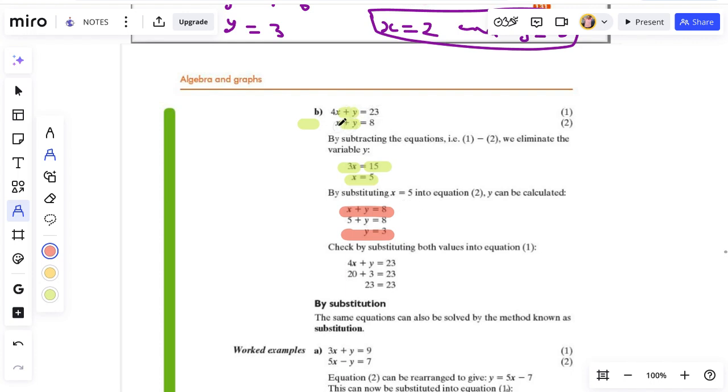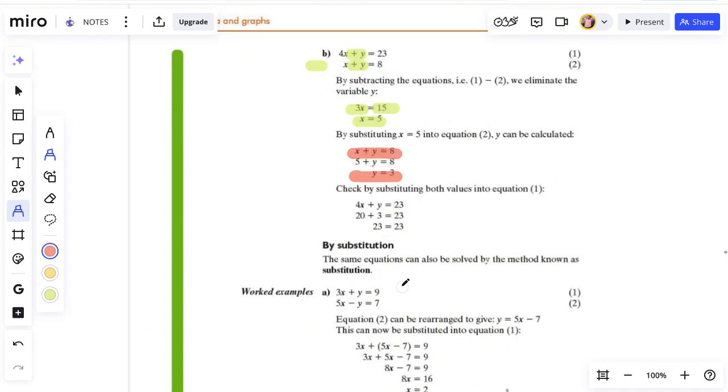Here is a 5. 5 plus 3 is 8. See, y is 3, x is 5. 5 plus 3 equal to 8. So that's the checking. Means you are correct. The answers you got, we are correct.